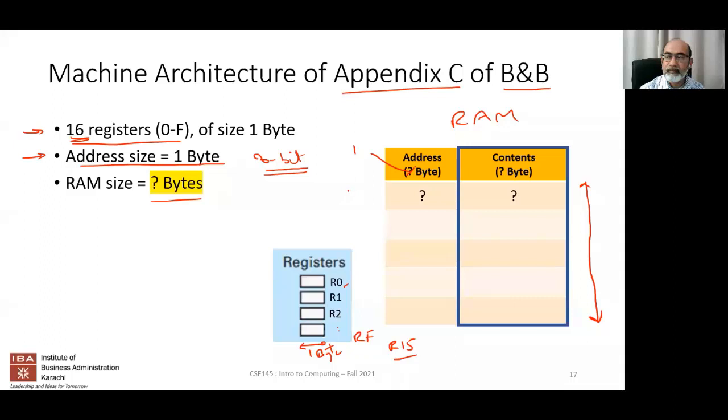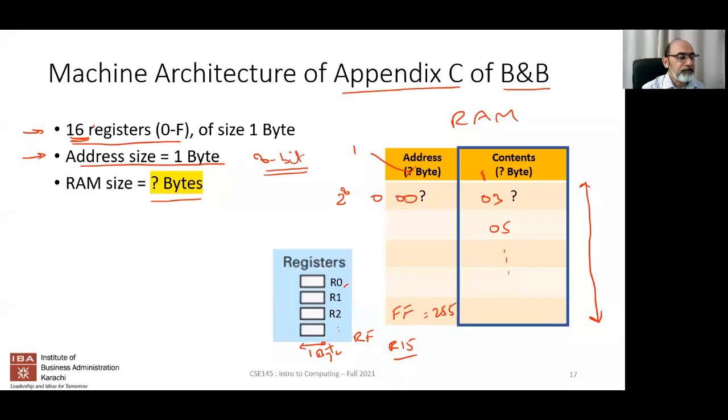Will it be 256? Yes, it'll be 256, simply 2^8. So it'll go from 0 till FF, which is 255. From 0 to 255 is actually 256, right? Now, the contents of each one of those locations is going to be 1 byte. So this could be 03, this could be 05, and so on, as I was giving you as an example. So far this is clear: it has 16 registers, each of 1 byte.